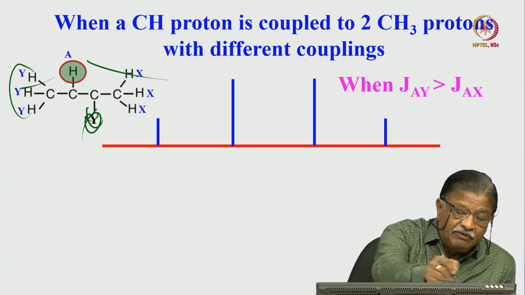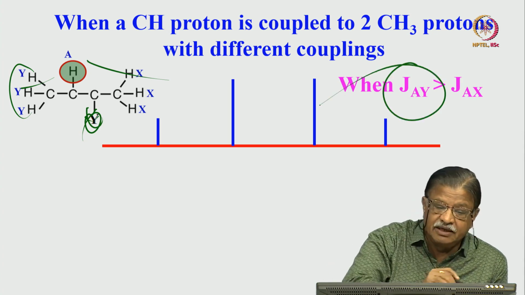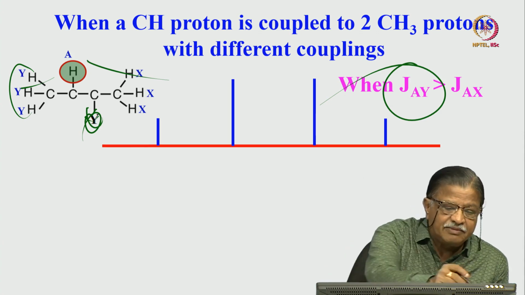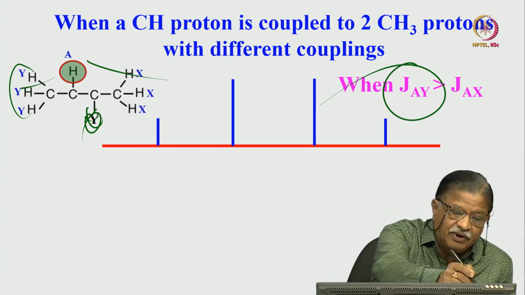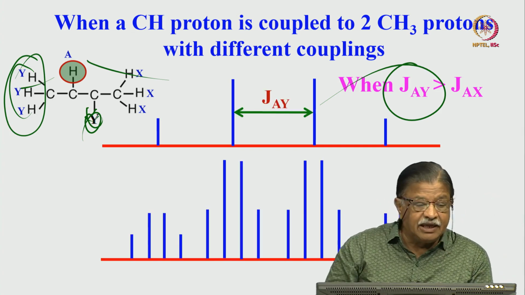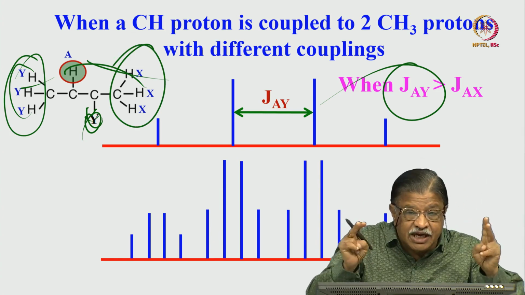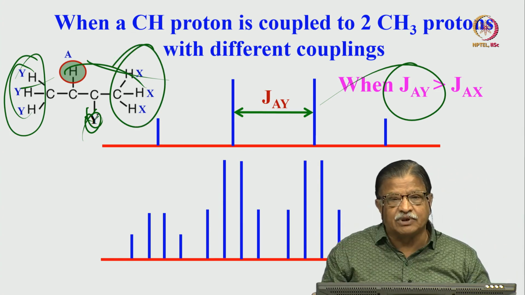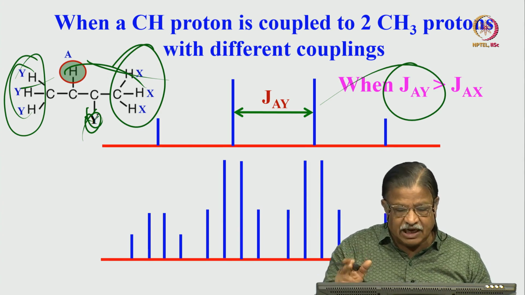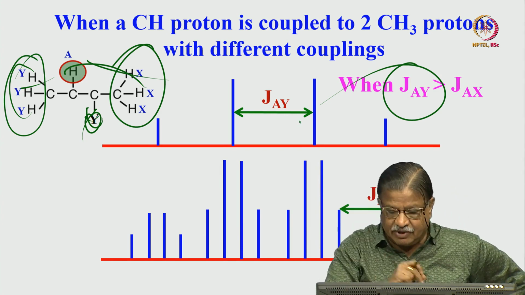Okay. Now, when A is coupled to any one of these protons, I have taken AY to be larger, does not matter. You can take AX also first, the splitting will be a quartet, because both are CH3 groups, does not matter, you can take whatever you want. I have taken this and it is a quartet. And each line of this quartet is further split into a quartet because of this CH3 group. There are 2 CH3 groups coupled to a single proton with different coupling strengths. As a consequence, it is going to be a quartet of quartets. This is what you are going to get.